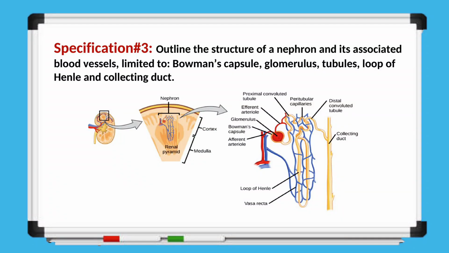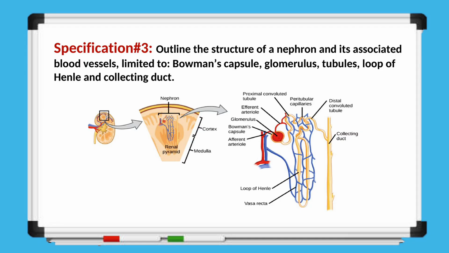Next, we have specification 3, which asks us to outline the structure of a nephron and its associated blood vessels, focusing on the Bowman's capsule, glomerulus, tubules, loop of Henle, and collecting duct. So, a nephron is the functional unit of the kidney, located in the cortex and medulla. It is responsible for filtering blood and forming urine.